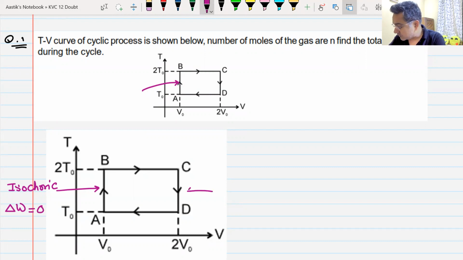What about this process, C to D? This question can come in NEET as well as JEE. It can also come in JEE Advanced because it is just based on a concept. Yes. What about this process C to D? What is the work done in this process?